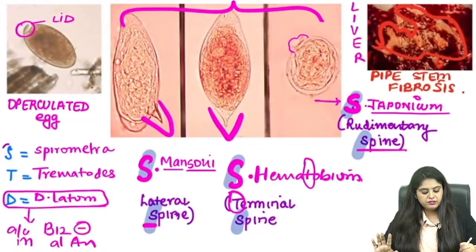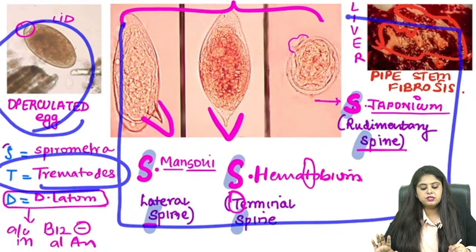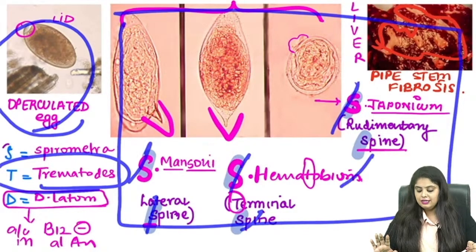So coming back, you will realize all trematodes will show you operculated egg, but what is the exception among trematodes? Schistosoma, which will show you the spinous eggs.